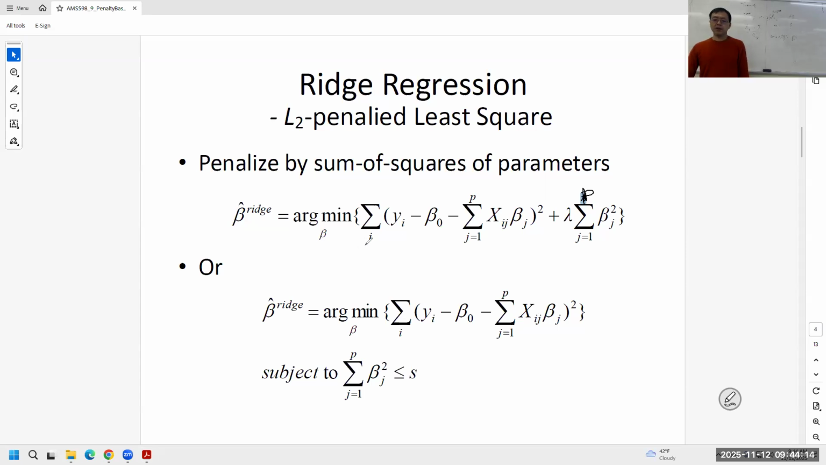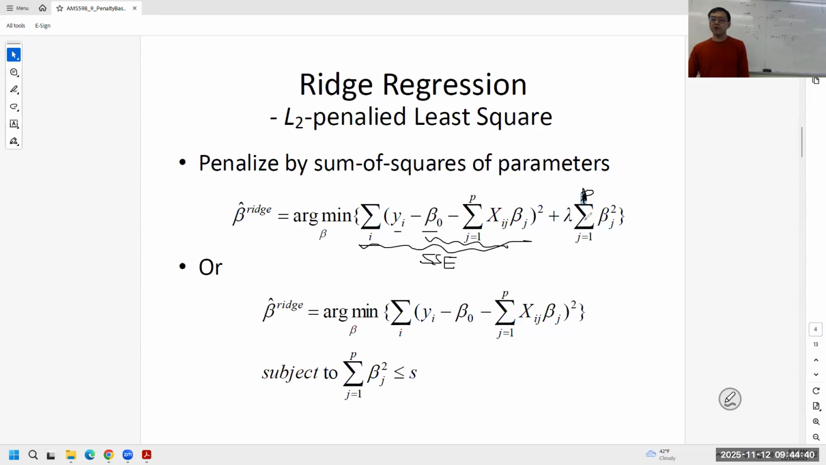The first term is the summation over i, for all the samples. For example, you do y i minus beta 0 minus the summation over j from 1 to p of x i j beta j. So this is your model. This whole thing is your SSE, the sum of the square of errors, plus the penalty term, which is lambda times the summation of beta j squared.